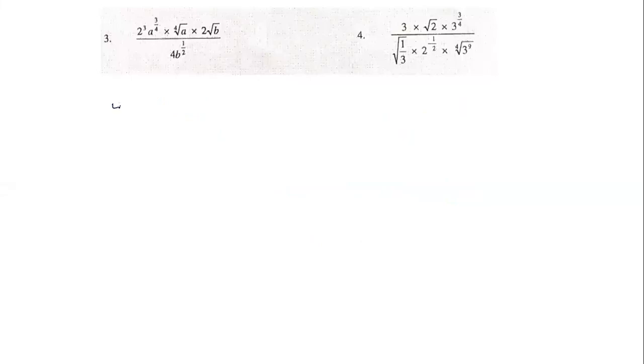So now we move to number 4. So number 4, we have 3 multiplied by root of 2 multiply by 3 to the power of 3 over 4. That long division line, we have square root of 1 over 3 multiply by 2 to the power of negative 1 over 2 multiply by 4th root of 3 to the power of 9.